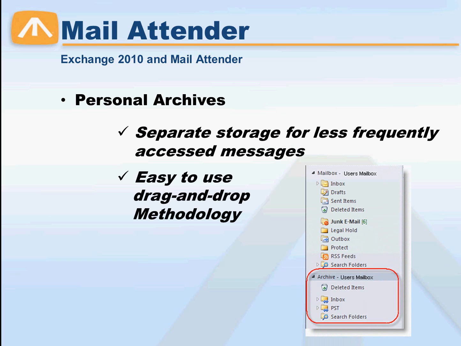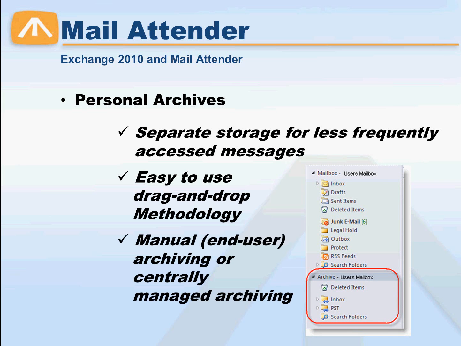To manually transfer a message from primary storage into the archive, users can simply drag and drop. Better yet, the archival process can be automated. Administrators can create document retention policies to transfer messages from the primary mailbox into the archive mailbox based on message age. And there's also an option to delete older messages rather than archive them. Either way, this ensures that mailbox sizes are reduced and application and network performance are improved.